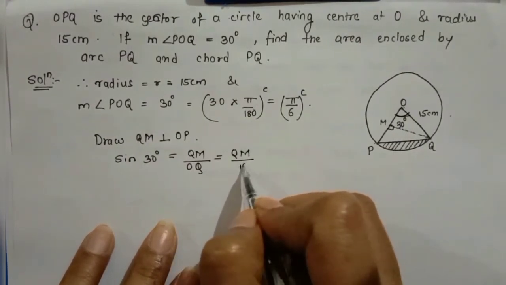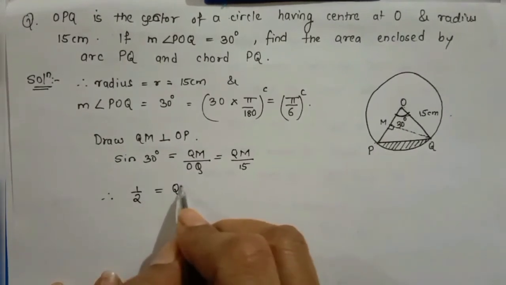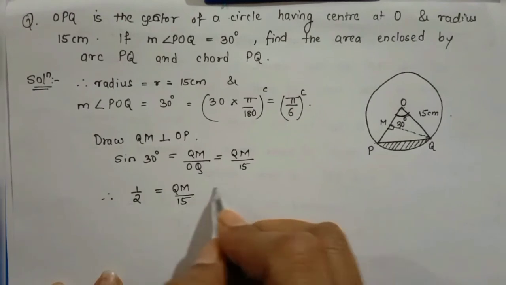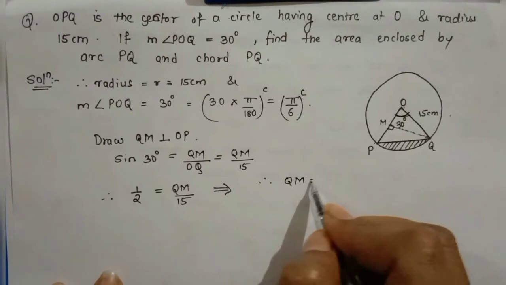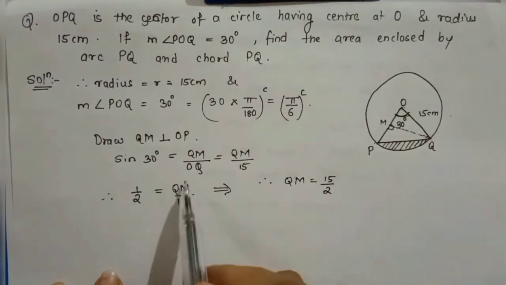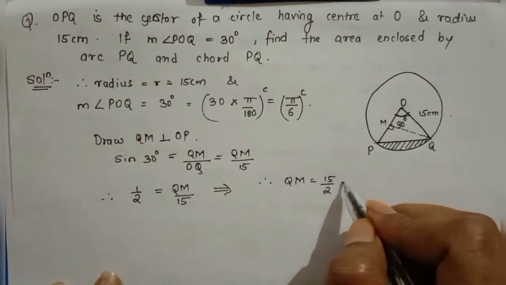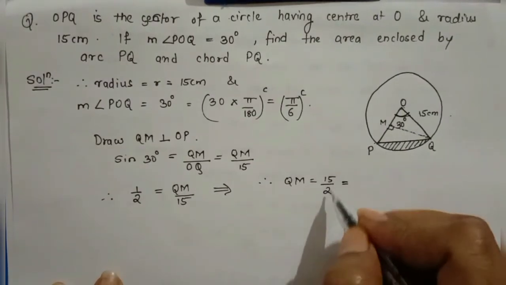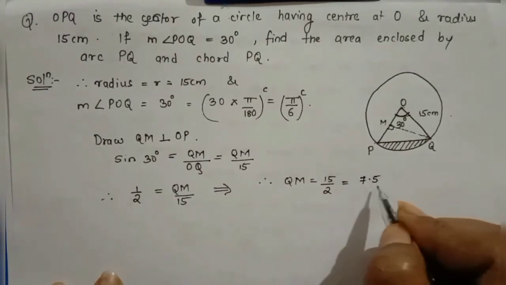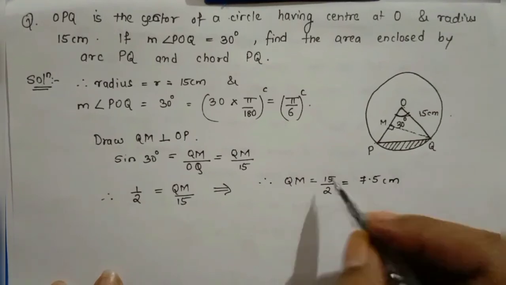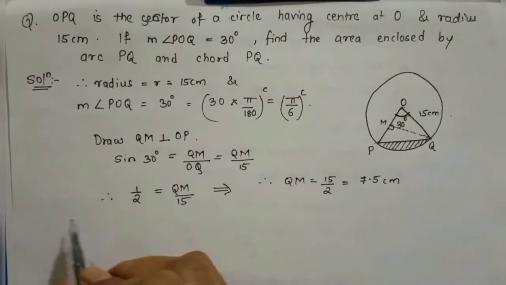OQ, that's the radius, which is 15, and sine is nothing but half na, so half is equal to QM by 15. Let's do the cross multiplication. So it is QM which is equals to 15 by 2. देखिए QM उधर ही है, 15 यहाँ पे जाके मल्टीप्लाई होगा, so 15 by 2 is nothing but, if you want you can convert this to a point also, decimal form, so it will be 7.5 सेंटीमीटर, या फिर आप ये फ्रैक्शन को वैसे भी रख सकते थे. Is it clear?